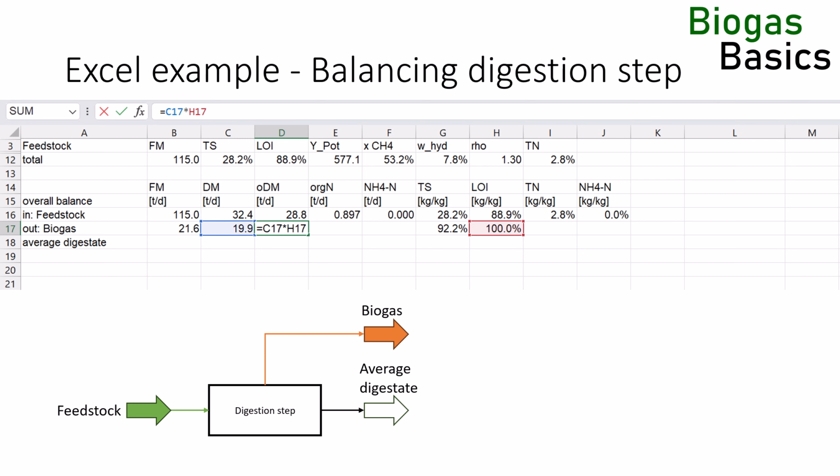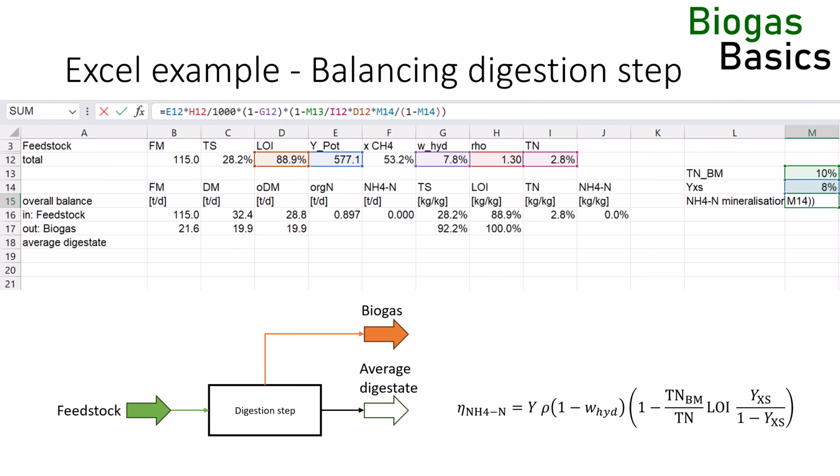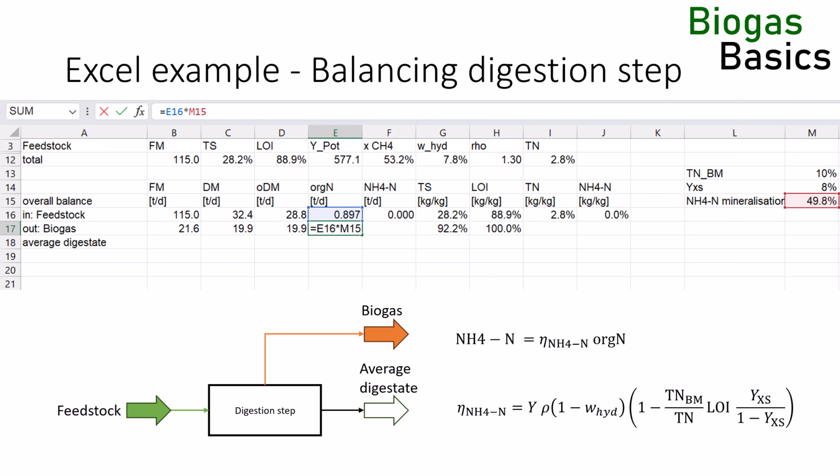To balance nitrogen in the digestion step, we need to calculate the nitrogen mineralization degree. The idea is that nitrogen is converted in the same ratio as organic dry matter in the feedstock. Some of the nitrogen is used in the biomass buildup, and the excess nitrogen is converted to total ammonia nitrogen. The amount of total ammonia nitrogen released in the digester is the organic nitrogen flow in the feedstock times the nitrogen mineralization degree. We add this term to the biogas mass flow. Biogas is an outgoing flow, so the term is positive. The same term with a negative sign is put into the total ammonia flow.